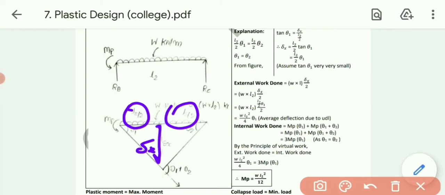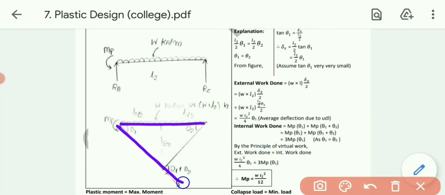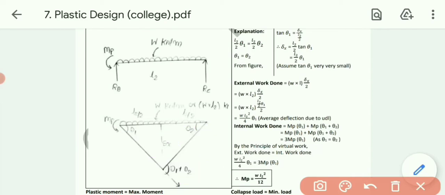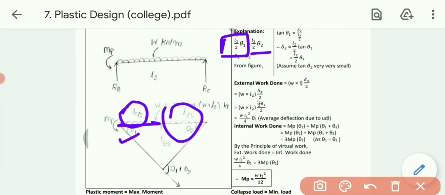First of all, do the same thing and make the mechanism like this. This one is theta 1, this one is theta 2, while this one will be theta 1 plus theta 2. Now let's derive the relation between theta 1 and theta 2. L2 by 2 into theta 1 equals L2 by 2 into theta 2.